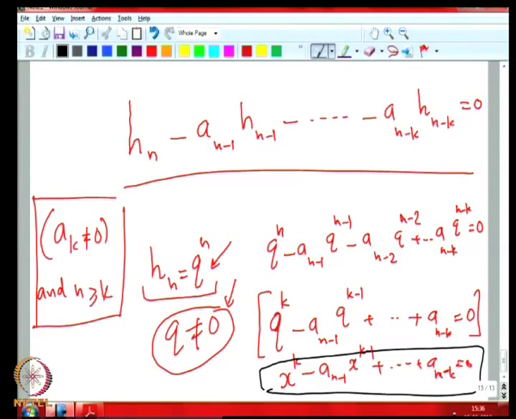x to the power k minus a n minus 1 x to the power k minus 1 plus up to, sorry, this is minus here also, so minus. Everything is minus here because all terms are minus, okay. So this is going to be the characteristic equation.